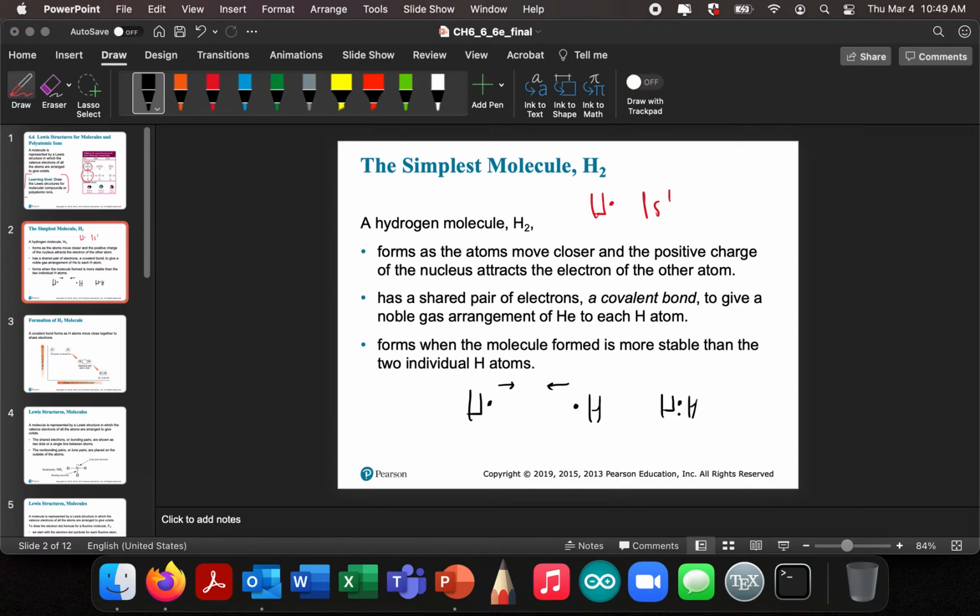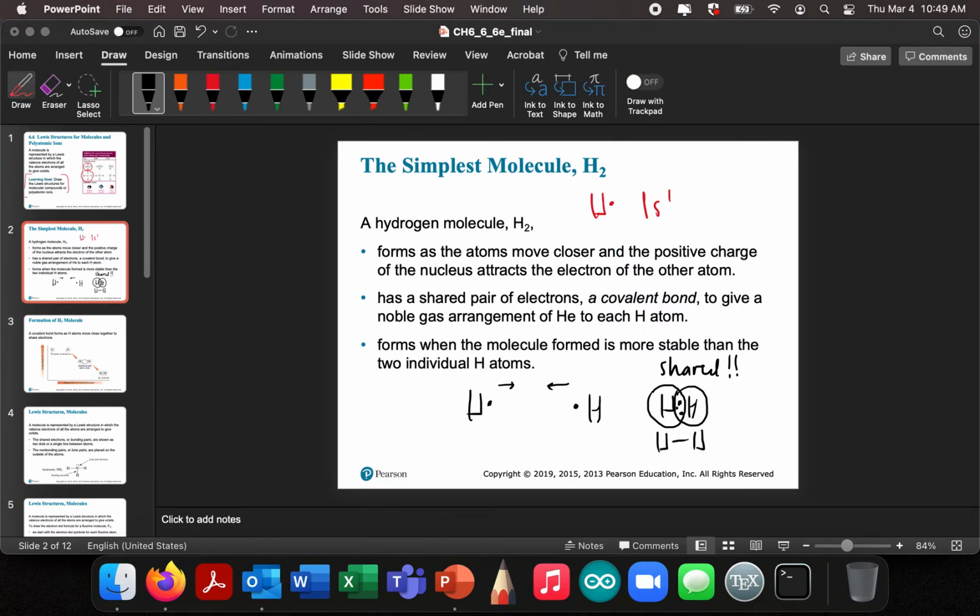that the 2 electrons feel to this hydrogen atom like they're in his shell. And these 2 electrons feel to this hydrogen like they're in his shell. It turns out they're in both their shells. They are shared, okay? And since they're shared, we draw that as a bond.